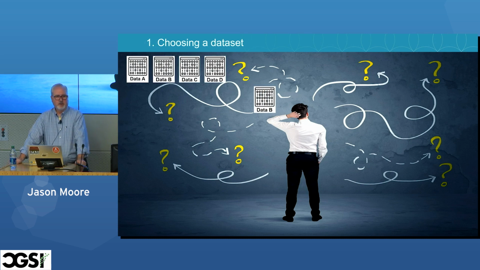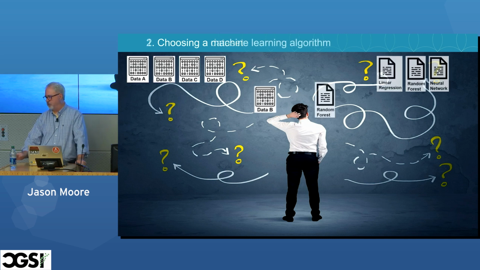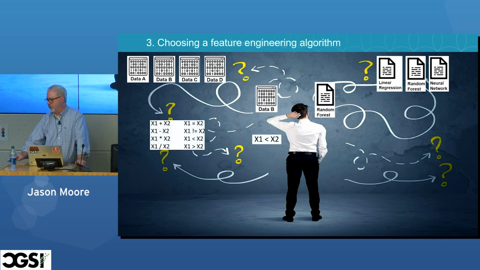So the first thing is, what data do you use? You could have different data sets. Maybe you've processed them differently. Maybe you take all your SNPs from your genome-wide association study and parse them into pathways. So what data do you use? What data cleaning methods or pre-processing methods do you use? Then you have to pick a machine learning algorithm. And as I said, there are dozens of different machine learning algorithms, each with strengths and weaknesses.